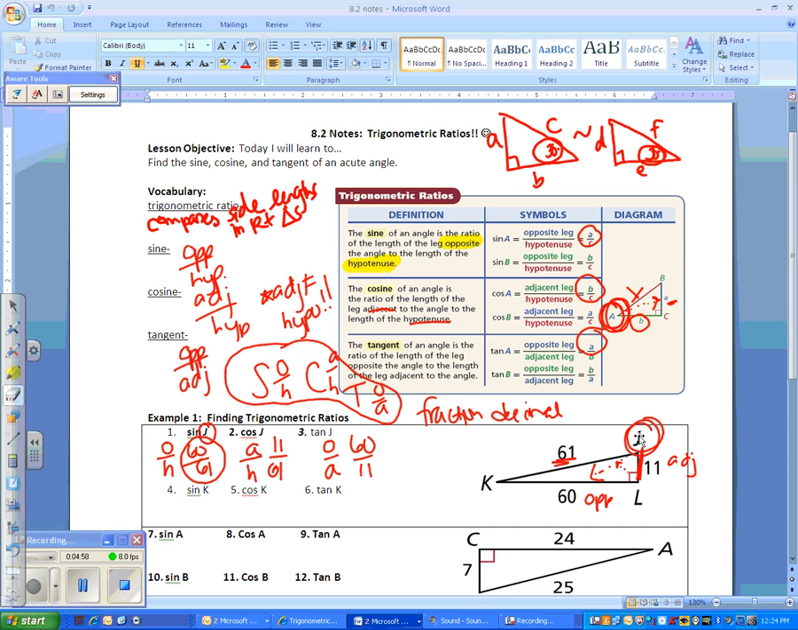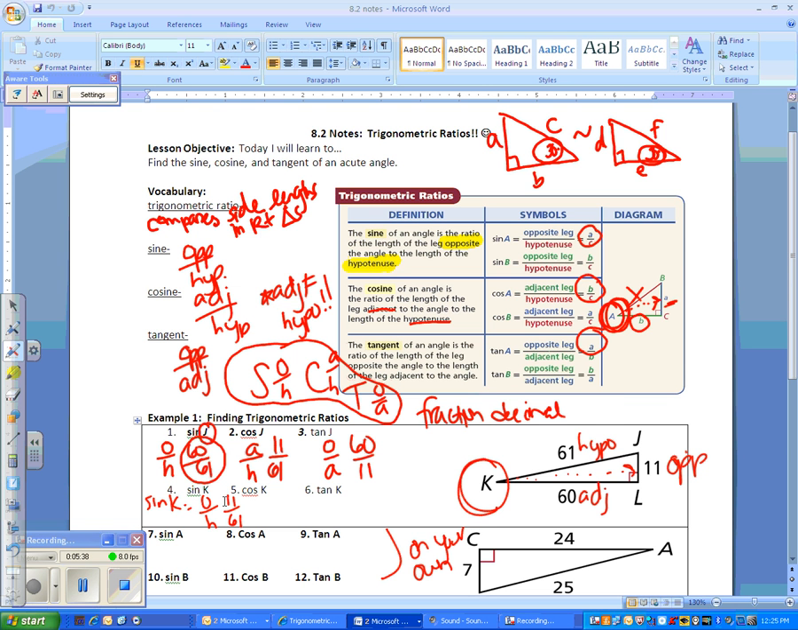I'll do one more with you, and then you're going to do 7 through 12 on your own, and I will check tomorrow in class. If you notice, 4, 5, and 6 are all talking about angle K. With respect to angle K, 11 is going to be the opposite. 60 is going to be the adjacent because it's touching it. 61 is also touching it, but it's across from the 90 degrees, so this is the hypotenuse. Sine stands for opposite over hypotenuse. Opposite is 11, hypotenuse is 61. So that's your answer for number 4.